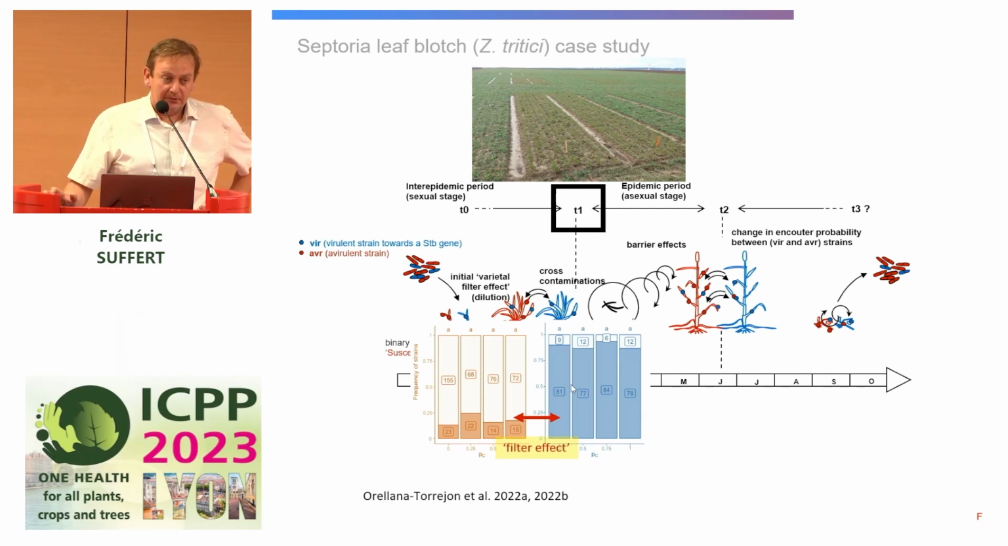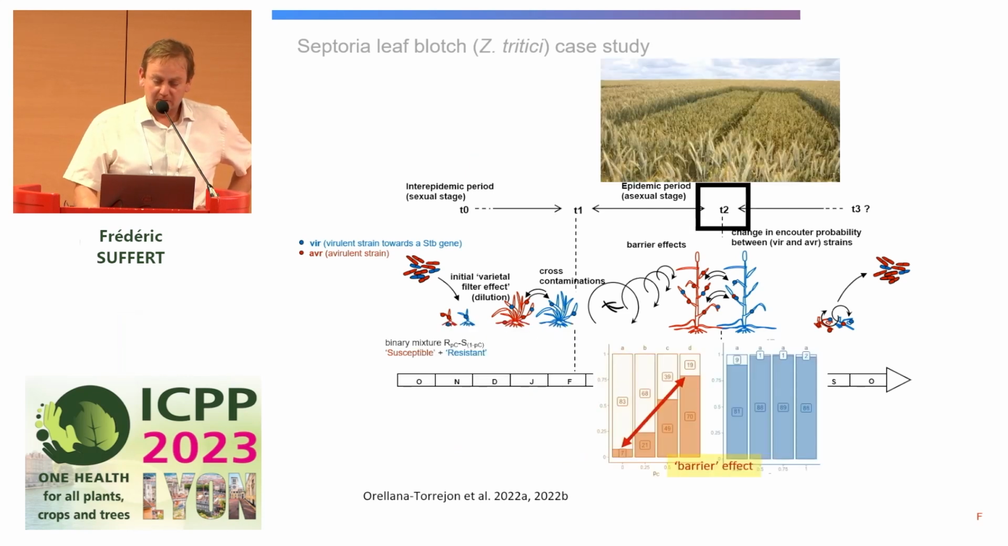So nothing happened at the early stage of the epidemic. But after the dispersal occurred, what you observed is a beautiful expression of the barrier effect. On the susceptible cultivar present in the mixtures, you have an increase of the virulent frequency with the increase of the cultivar that carries the resistance gene in the mixtures.